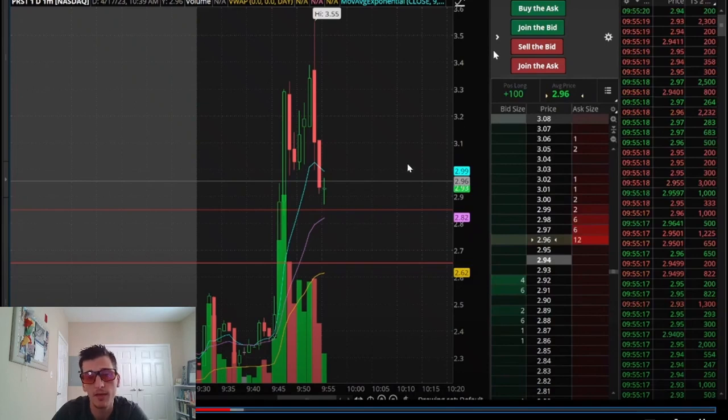But if you don't have that level two, you don't want to be just blindly buying because it's at the half dollar or at the whole dollar, because not all the time is it going to respect that. You do want to look at the level two to be able to get that confirmation.